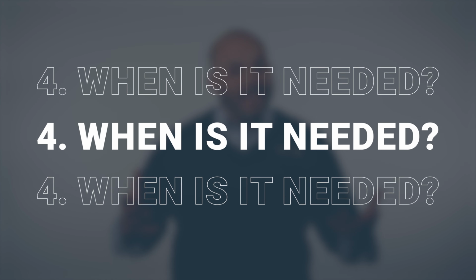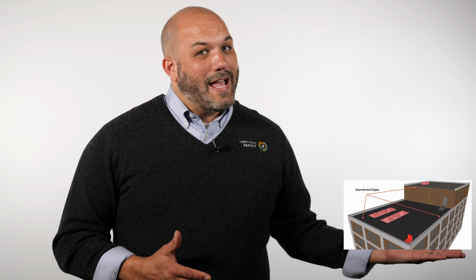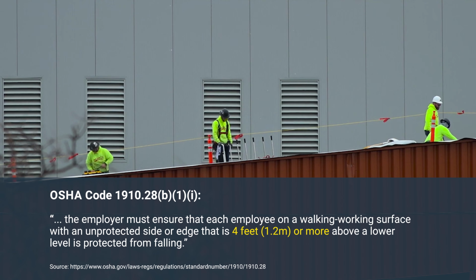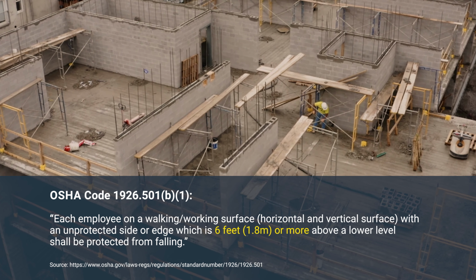So, when is fall protection needed? Fall protection is required whenever a significant fall hazard exists. This could be an unprotected edge, a hole in the roof, or dangerous equipment. In general industry, which covers most work, OSHA requires fall protection when you're working 4 feet or more above a lower level. In the construction code, this changes to 6 feet.